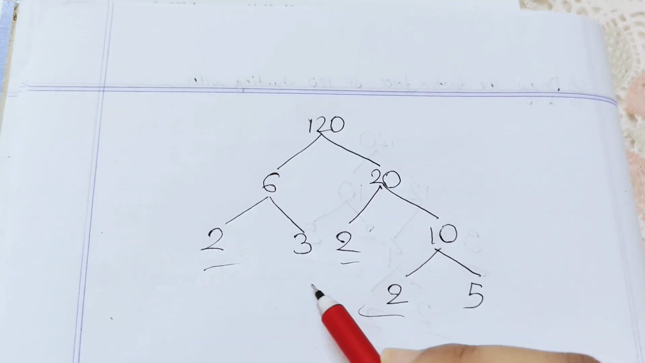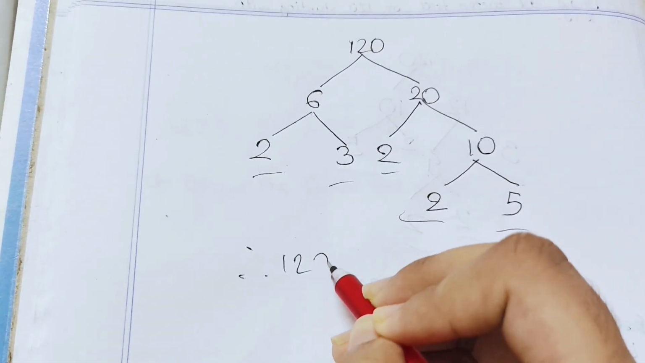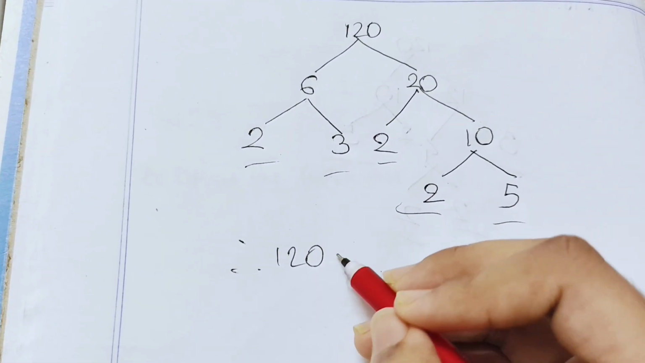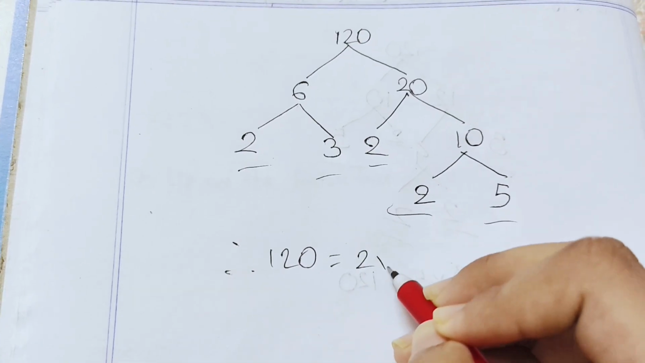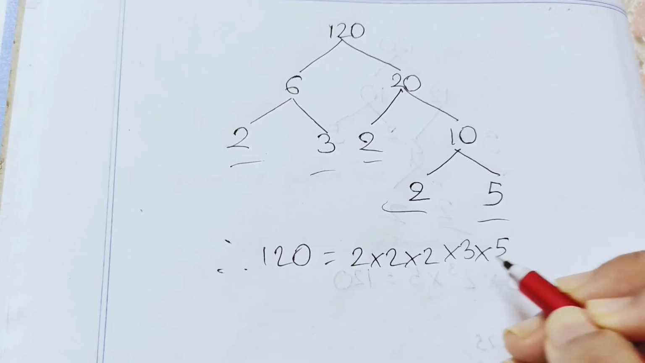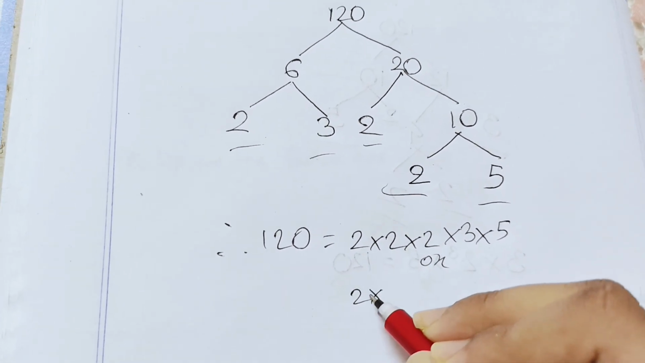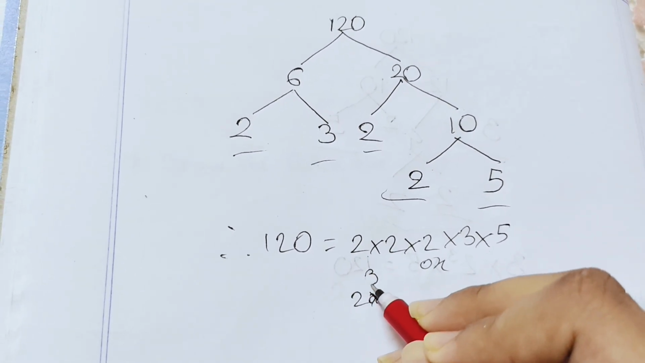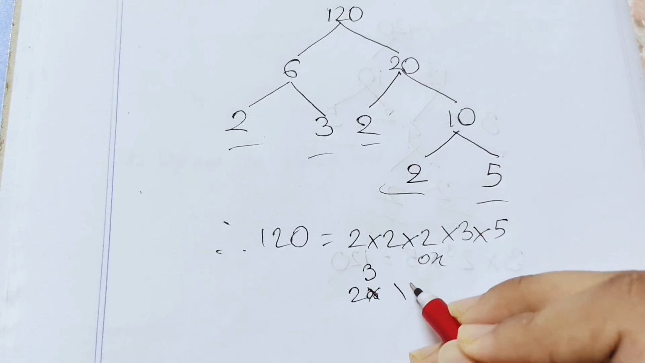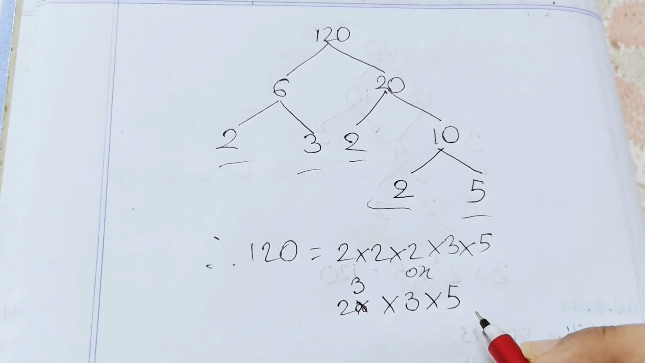2, 2, 2, 3, 5. Therefore 120 is equal to 2 times 2 times 2 times 3 times 5, or 2 cubed times 3 times 5.